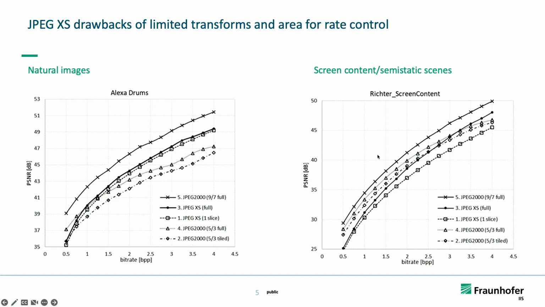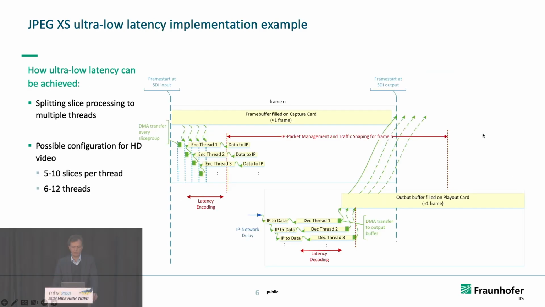For the screen content, it's a little bit different because JPEG 2000 has a very complex context modeling, and of course, for the screen content the quality for JPEG XS drops, but we will see how we can affect this.